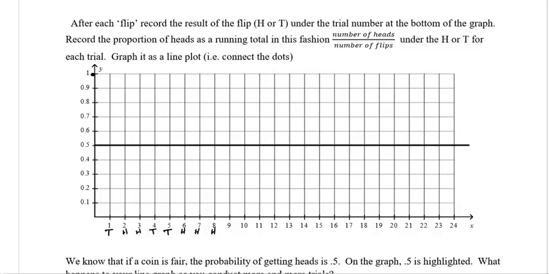It says record the proportion of heads as a running total. So number of heads divided by the number of flips. I got 0 heads and I flipped it 1 time. So 0 divided by 1 is 0, so I put a dot right at 0 for my first flip. After my second flip, I've gotten heads once out of 2 flips. So that's 0.5, 50%. And then we play connect the dots. In 3, now I've got 2 heads out of 3 flips. So 2/3, about 0.67.